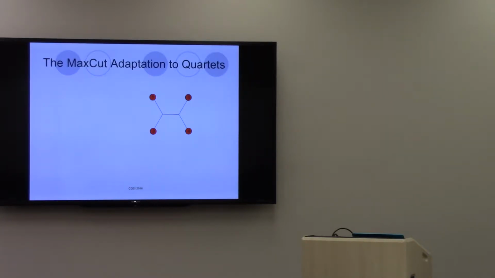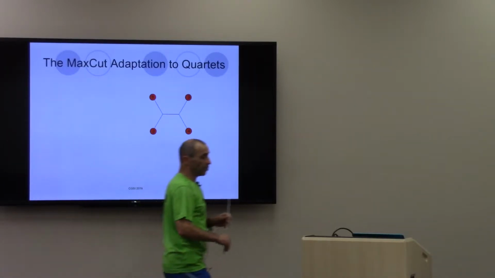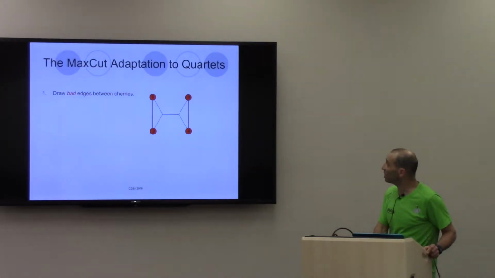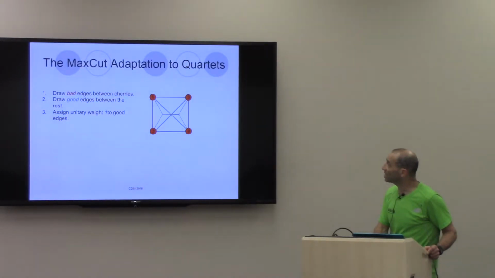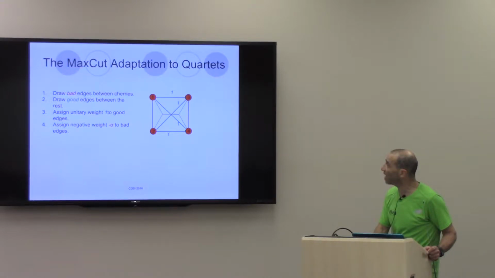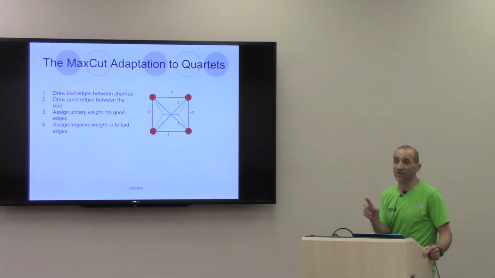So let's see how we adapt this idea to quartets. And we actually spoke about it. We showed it yesterday. We had the 2 bad edges here and the 4 good edges here. And we assign positive unitary weight 1 to the good edges and minus alpha to the bad edges. We will search for the alpha that maximizes some objective function.